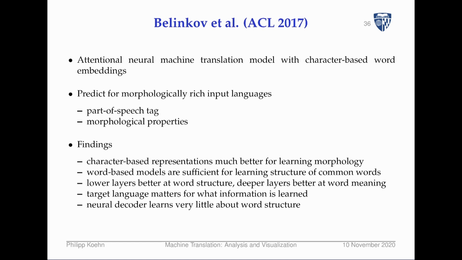In another examination, they try to figure out if character-based word embeddings are more helpful to deal with morphology, especially for morphologically rich languages. Again, they try to make predictions for part of speech and morphological properties. And here are some of the findings. Character-based representations are much better for learning morphology. Word-based models are sufficient for learning the structure of common words. Lower layers are better at word structure, deeper layers are better at word meaning. Target language matters for what information is learned, and the neural decoder learns very little about word structure. So if you do this on the decoder states, you don't get this kind of information out.